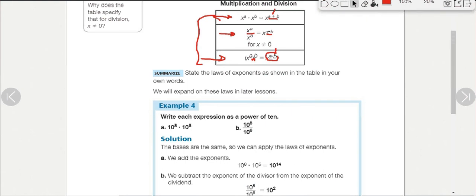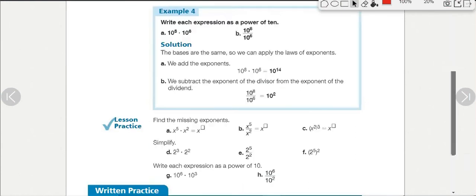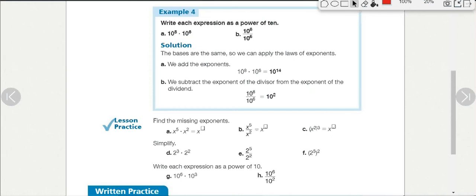Example 4. Write each expression as a power of 10. 10 to the 8th times 10 to the 6th. We've learned instead of multiplying all that out, we're multiplying like bases, so we add the exponents. 8 plus 6 is to the 14. Dividing 10 to the 8th divided by 10 to the 6th, we find the difference in the exponents, 10 squared.